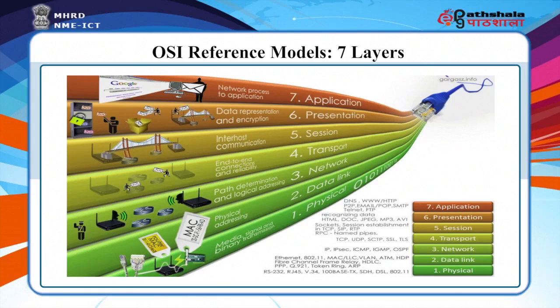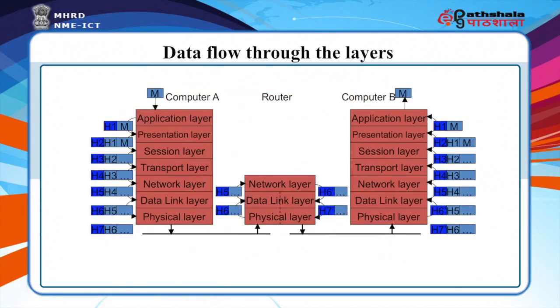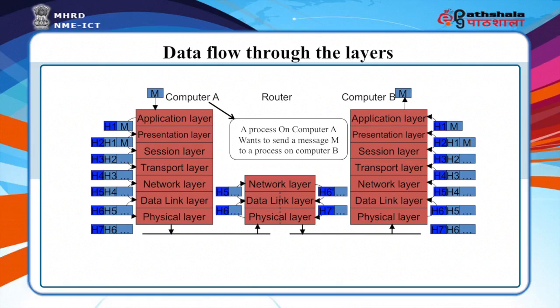And once again, recall the data flow. I will take you through the process with M, which stands for message, passing to computer A. Computer A wants to send message M to computer B. Computer A is on the left side, B is on the right side, and there is a router in between. I have already mentioned the router works with three layers: physical, data link, and network. A computer works with all 7 layers.